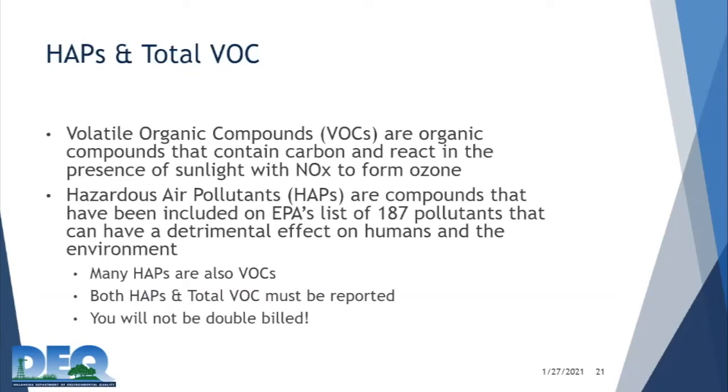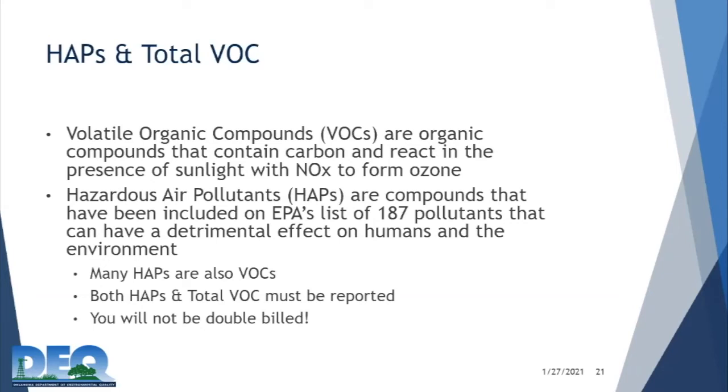All right, now we're going to move on and talk about HAPs and Total VOC. This is one of the big issues that we run into each year, and one of the main things we have to ask companies to fix. So just as a refresher, or maybe if this is your first time to hear this, volatile organic compounds, or VOCs, are organic compounds that contain carbon and react in the presence of sunlight with NOx to form ozone. Hazardous air pollutants, or HAPs, are compounds that have been included on EPA's list of 187 pollutants that have a detrimental effect on humans and the environment. So many HAPs are also VOCs.